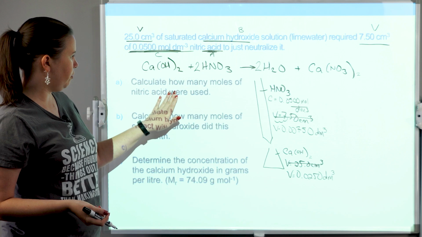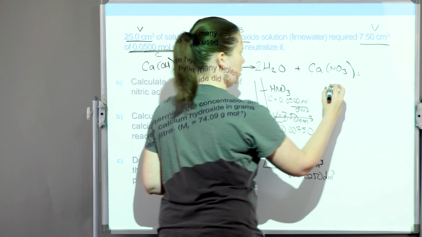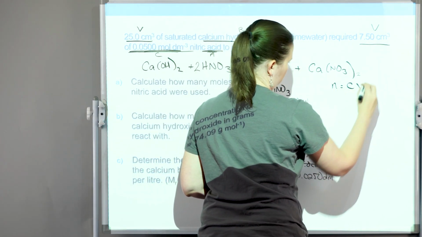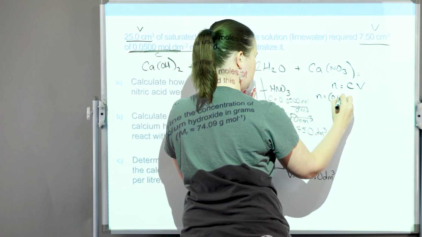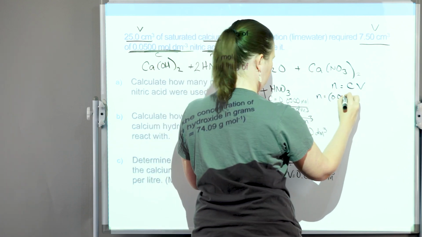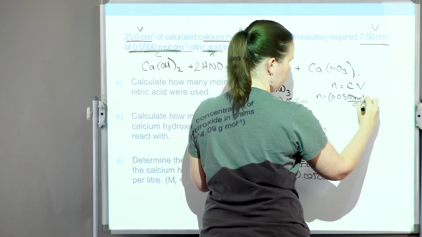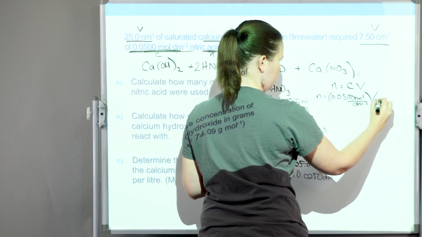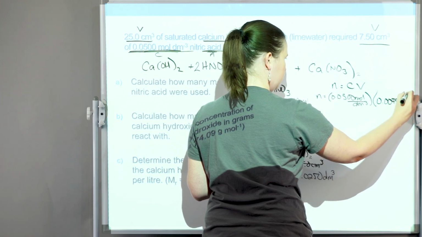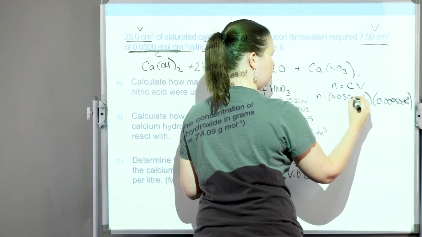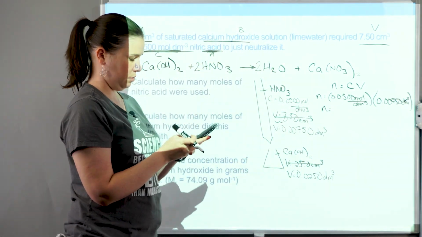So first, starting up top, finding the moles of the nitric acid. I have concentration, I have volume. If I multiply them together, I will get moles. So the concentration is 0.0500 mole per decimeter cubed. And the volume is 0.00750 decimeters cubed. So my decimeters cubed cancel, and I'm in moles. So let's put this in the calculator.